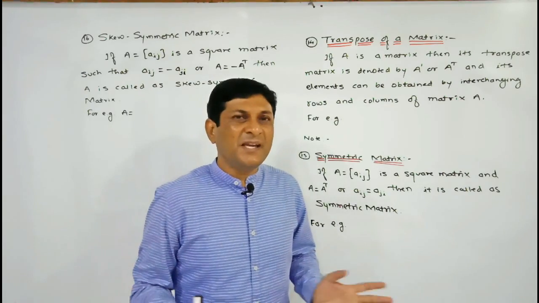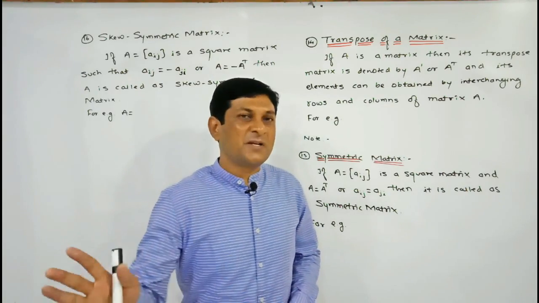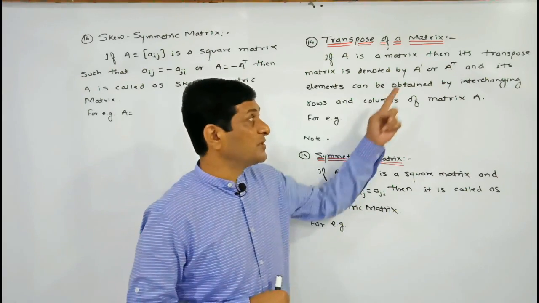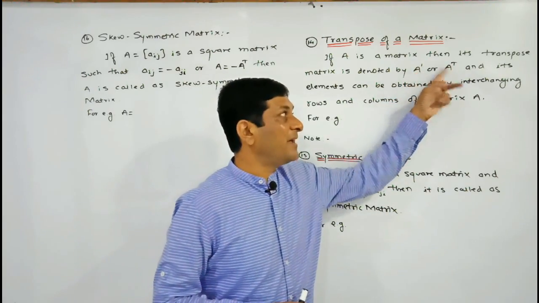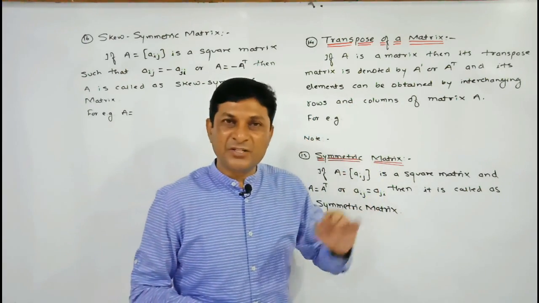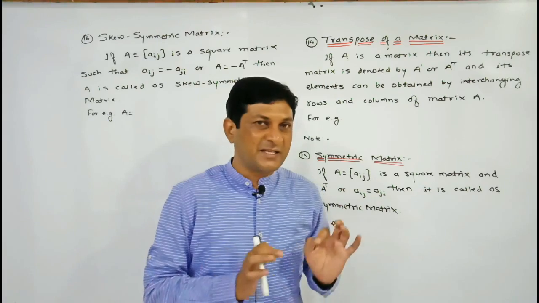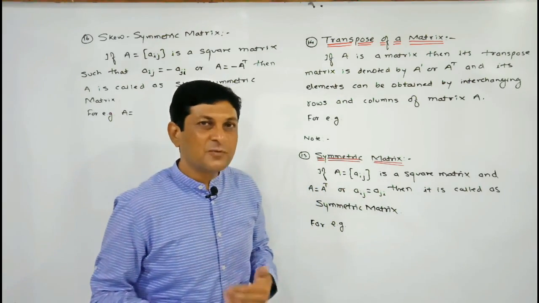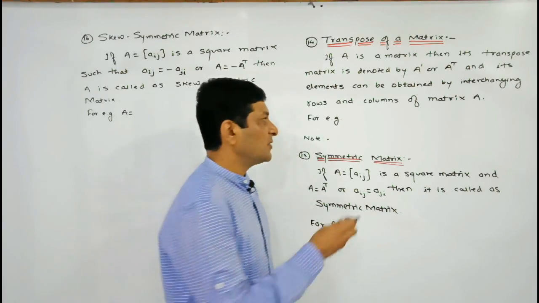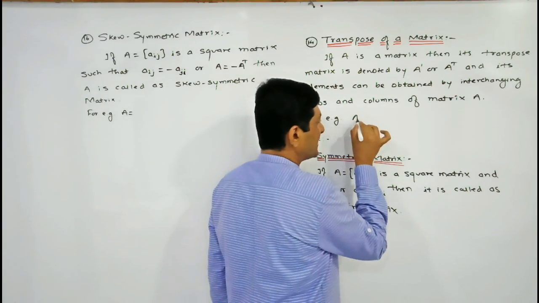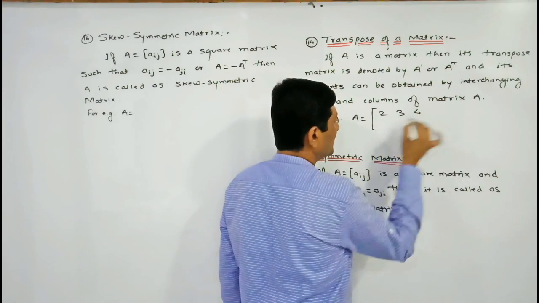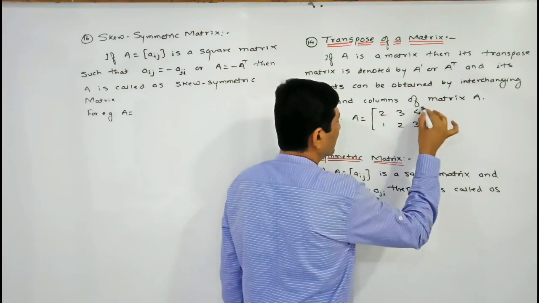Now see how to find the transpose of a matrix. If A is any matrix, meaning it is not necessary that it is a square matrix, then its transpose is denoted by A dash or by A raised to the power T. And its elements can be obtained by interchanging the rows and columns of the given matrix A. So it is a very simple definition. We will try to understand this definition with the help of one example. Let us suppose that A is a matrix, and let the elements of this matrix be say 2 3 4, 1 2 3. Isn't it?